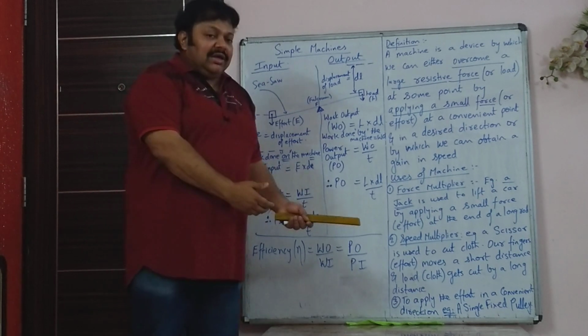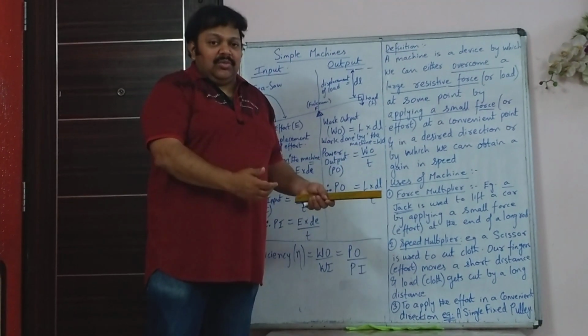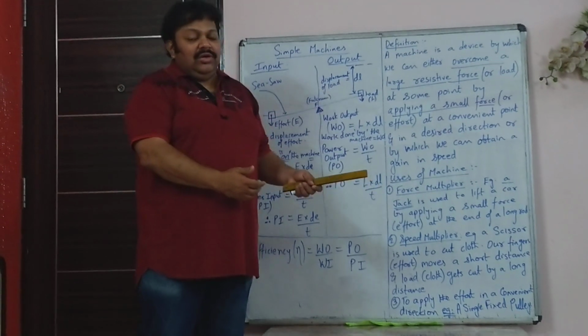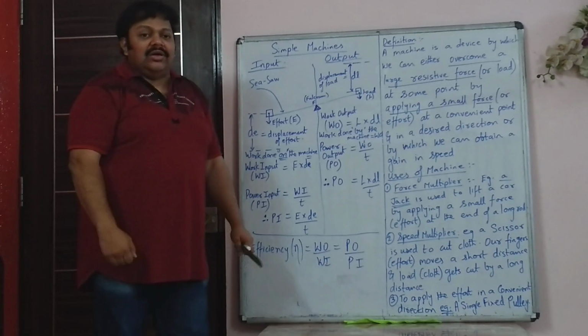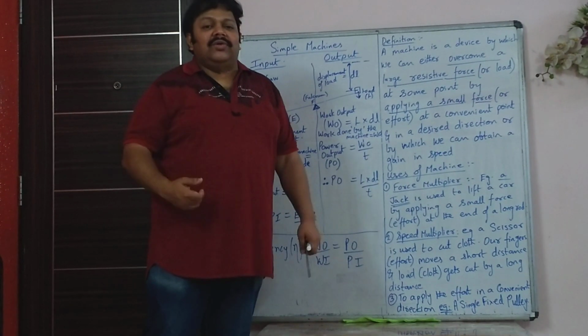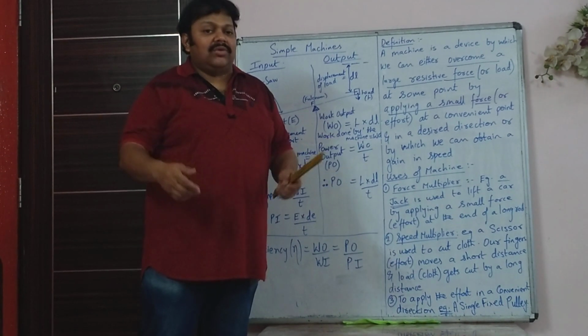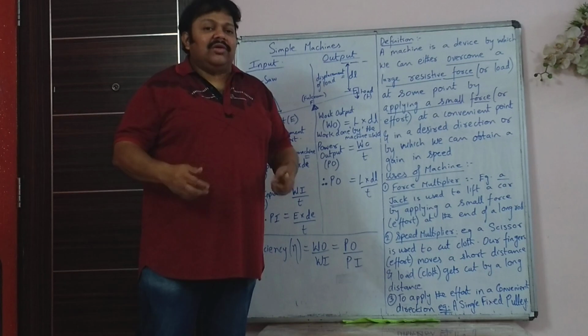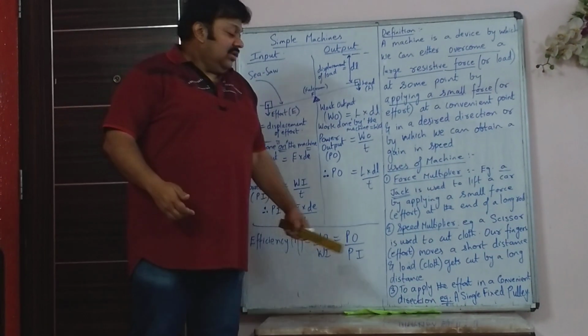See, that 20 kilo bucket remains the same. So you are not lifting any extra load. The only thing is, you can apply the effort in a convenient downward direction, and you can even use your body weight itself and pull it. For example, if very heavy objects are there, a couple of people tie themselves to the rope and then they move ahead. So that is how it can be used.